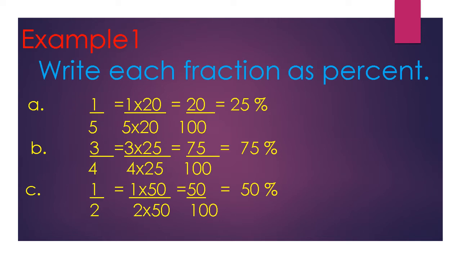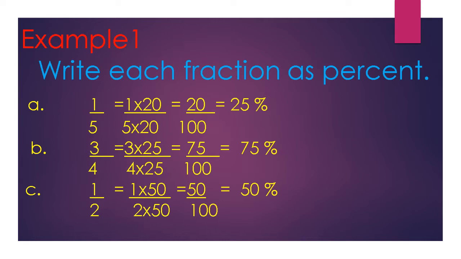Letter B, 3/4. So a number to be multiplied by 4 to get the product of 100 is 25. So we are going to multiply 4 times 25 is equal to 100. 3 times 25 is equal to 75. So 3/4 becomes 75 over 100 is equal to 75%. So the fraction 3/4 is equal to 75%.